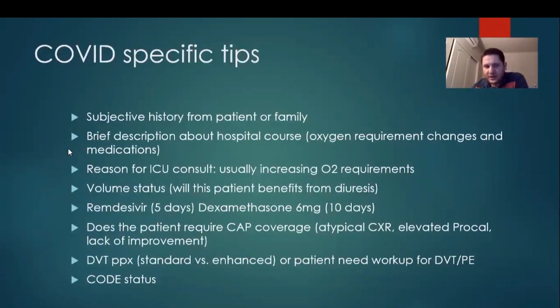If the patient is an upgrade, you need to briefly describe the hospital course. Let's say the patient was admitted 2 days ago, started on remdesivir and dexamethasone, and was initially on 6 liters. Now he is on 70% high flow. That's how you tell it to your attending: he came in initially with the viral prodrome, was admitted, started on COVID treatments, and his oxygen requirement went up. This is why he's upgraded to the ICU. This is usually the reason.